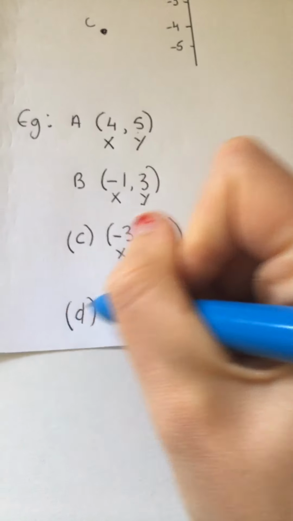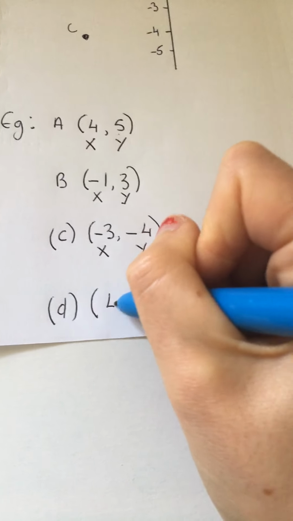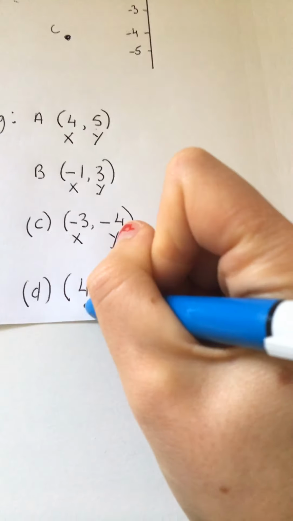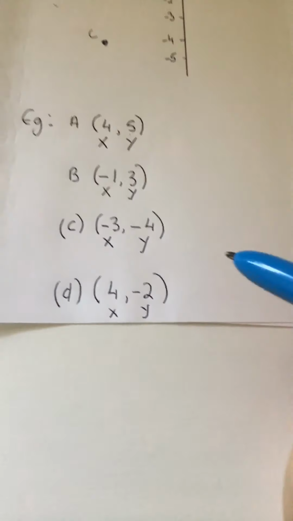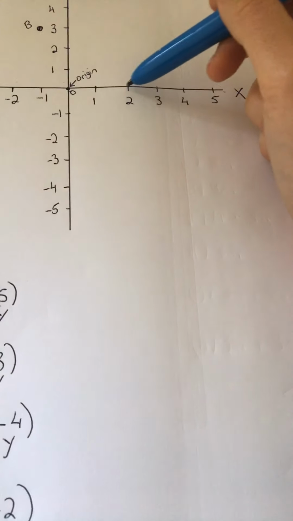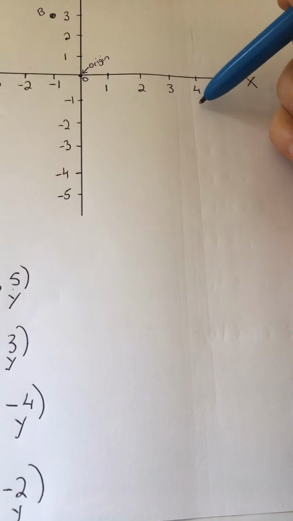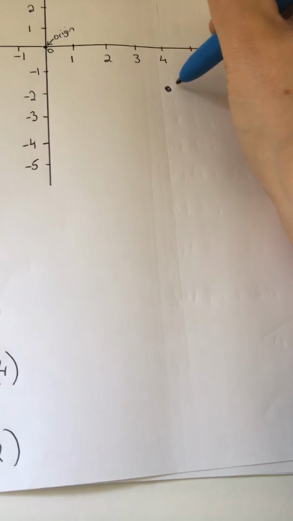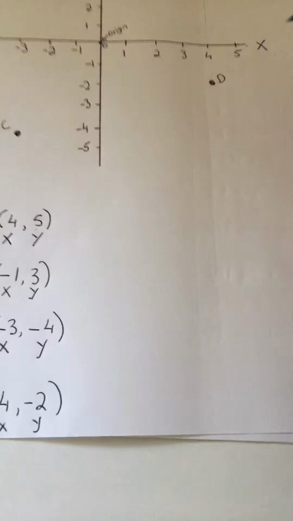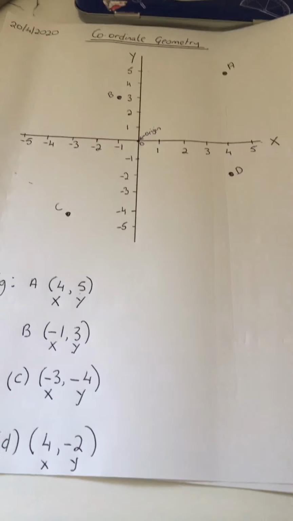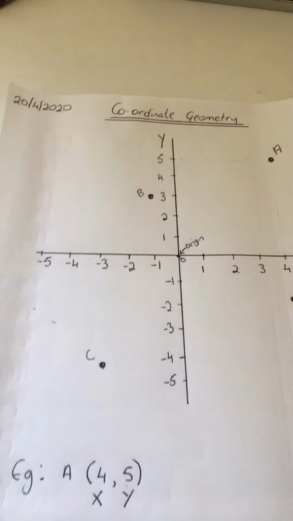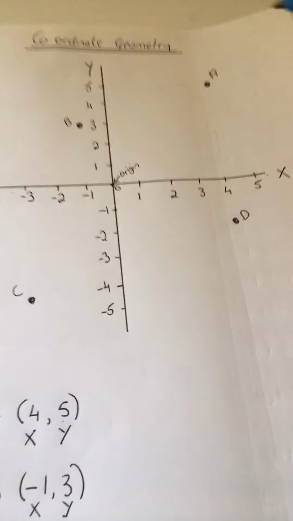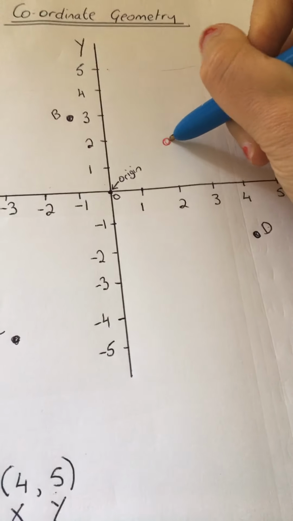And point D, I will do 4, -2. So 4 on the x-axis, -2 on the y. So over to 4 on the x-axis and down to -2 on the y, and that is point D. Okay, the next thing you could be given is the coordinates, and asked to write down what are the numbers associated with it.